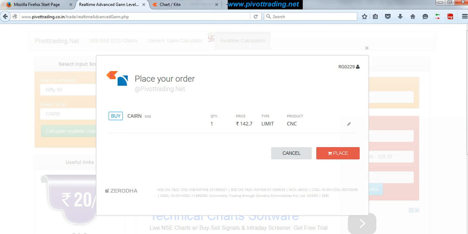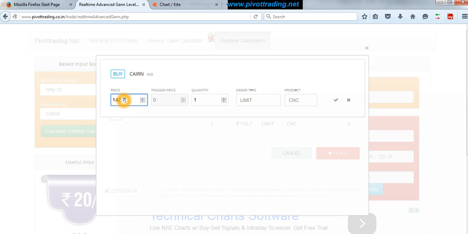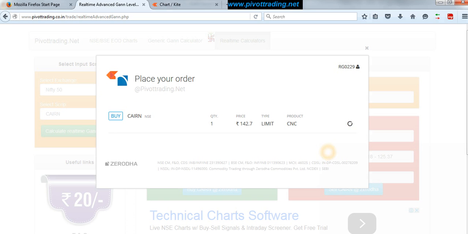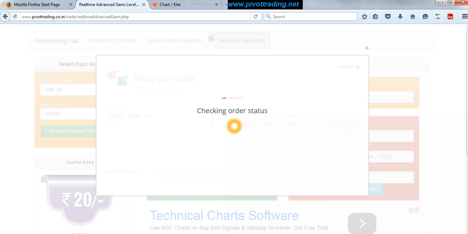You can change any of this. You can change the price if you want to do some plus and minus. If you want to change the order type from the limit to the SLM, stop loss, market, or the product to intraday or whatever it is, you can do that. And then you can do OK or close, and then you can place the order. As of now, the market is closed. It will not place the order. It will just reject the order.